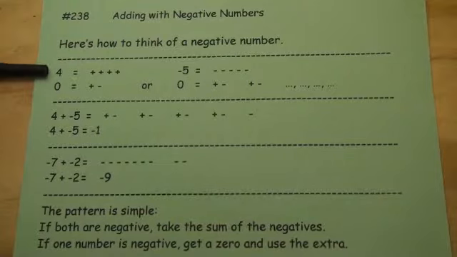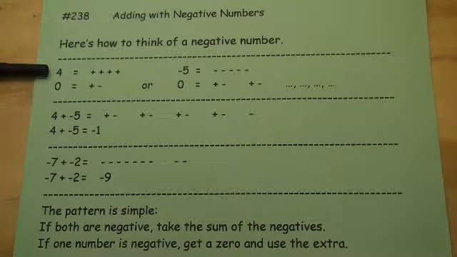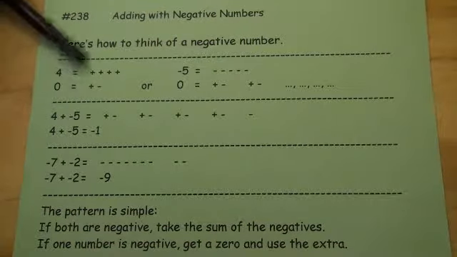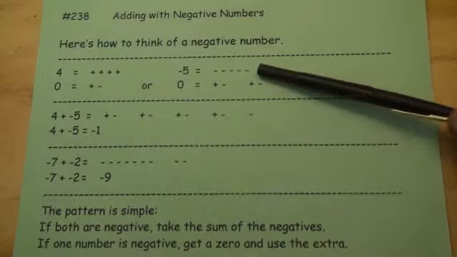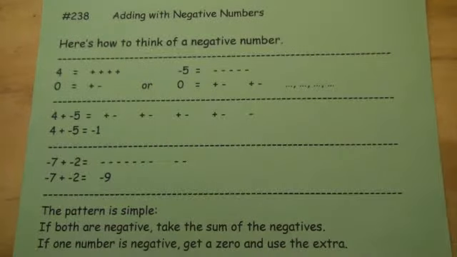We have the number 4. We could think of that obviously as positive 4, and therefore 4 plus signs, or 4 protons, perhaps, if we're thinking of this in scientific terms. Negative 5, on the other hand, obviously would be 5 electrons.